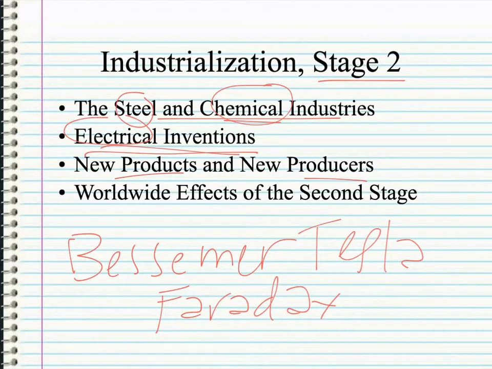Another new product and producer, warfare and industrialization went hand in hand. Samuel Colt's revolver to Hiram Maxim's gun that could fire up to 1.5 miles. So all of these were new products produced by new businessmen. And then worldwide effects of the second stage.